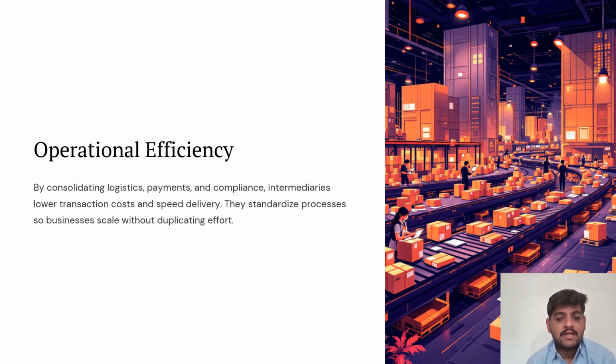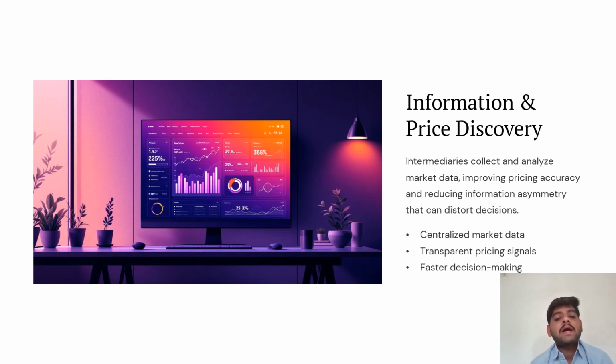So let's see the next slide, where we are going to see information and price discovery, where intermediaries collect and analyze market data. This improves pricing accuracy and reduces the information gap. The market data is analyzed collectively so that it can be effectively used in pricing strategy, and fluctuations in pricing are less in the context of intermediaries, where the intermediaries convert all the market standards into a collective pricing strategy.